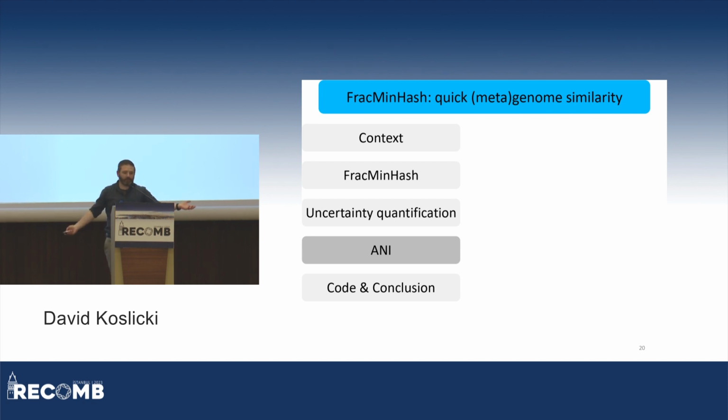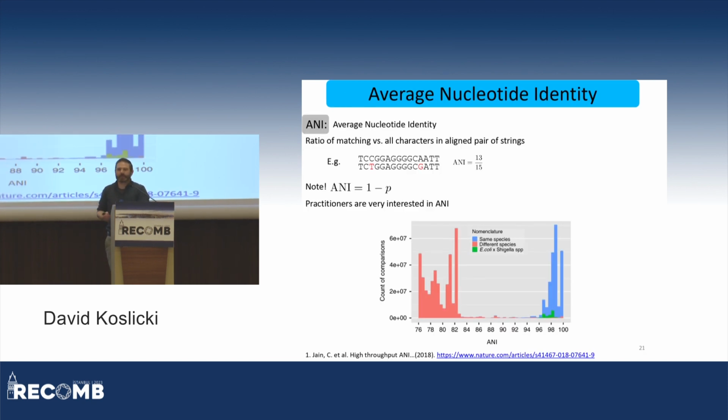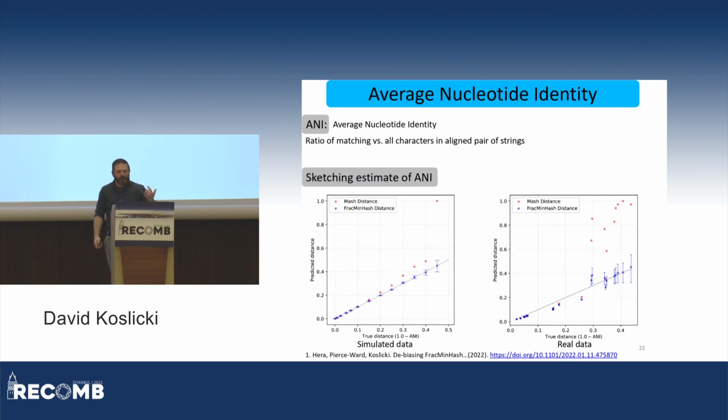And of course, people are interested in ANI because it allows us to do things like differentiate between species and microorganisms. On simulated data, where the true 1 minus ANI is on the x-axis and the prediction is on the y-axis, you can see that if you have a very small mutation rate, both MASH and FracMinHash agree and are quite accurate. But once we start raising that mutation rate, you can see that MASH starts to overestimate it. Hence the title of this talk: you can do larger evolutionary distances with FracMinHash. On real data as well, we see the same thing.